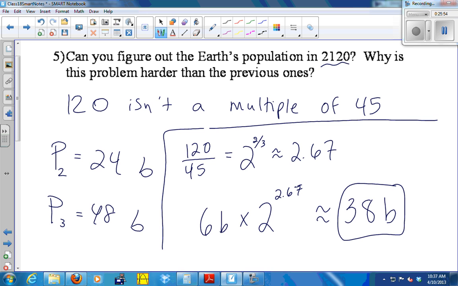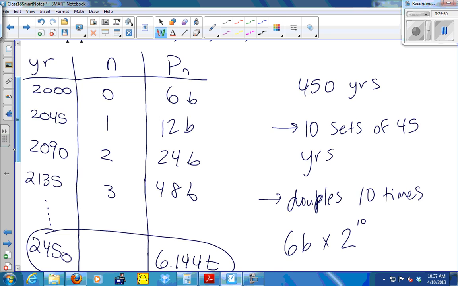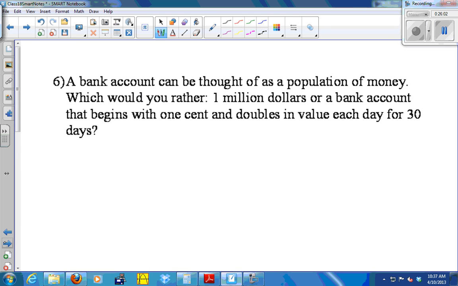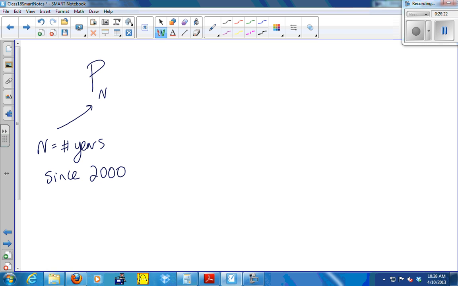Oh, did we? No, we didn't. Okay, let's do that. So for this particular problem, the population after n years, we're going to let n be the number of years since 2000. So in general, I'm going to take my starting amount, which was 6 billion, and I'm going to double it some number of times.